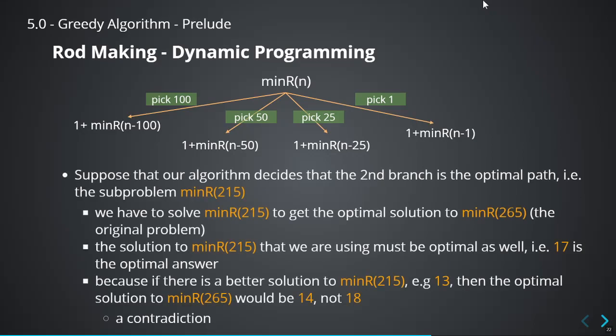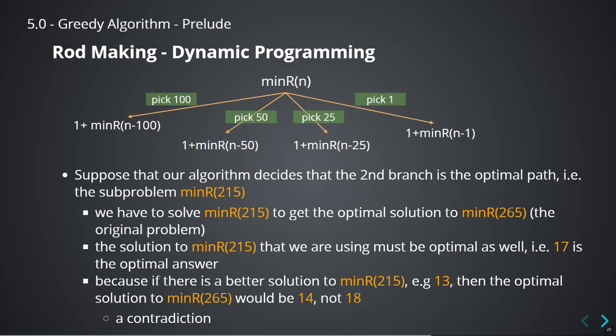Let's just say that I decide that the second branch is the optimal path. Like I went to min R of 65 and then I go to min R of 15. Remember, you know what the optimal solution is. This is how you prove optimal substructure: you assume that you know the optimal solution. So I know the solution to min R of 65, the original problem. But to get this optimal solution for 65, I also know that I need to solve min R of 15.